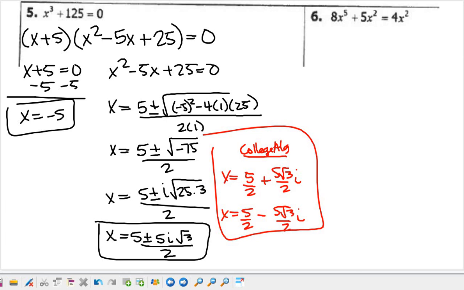So number 6, I need everything to the same side. So I'm going to move my 4x squared. So I have 8x to the 5th plus x squared is equal to 0.